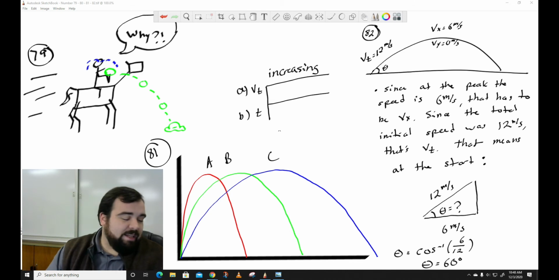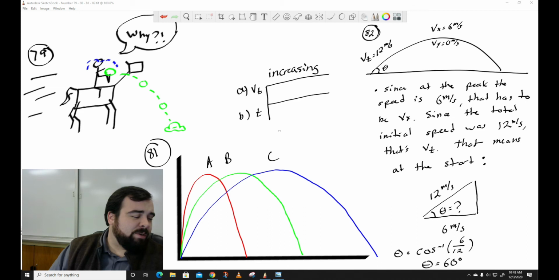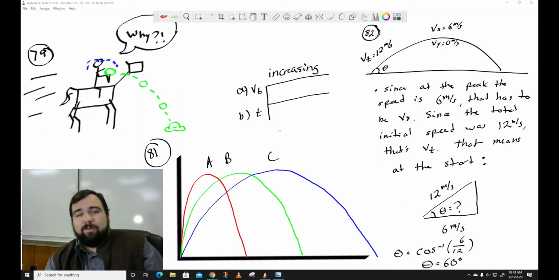Now 80 is asking what is the acceleration when a projectile reaches its highest point, what is it just before and just after this highest point. Now there's a common misconception here. When a projectile is in the air, there's a misconception that at the peak, when it hits a zero velocity, it has an acceleration of 0.